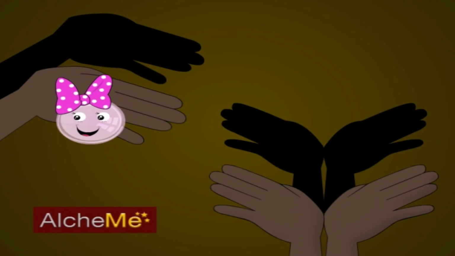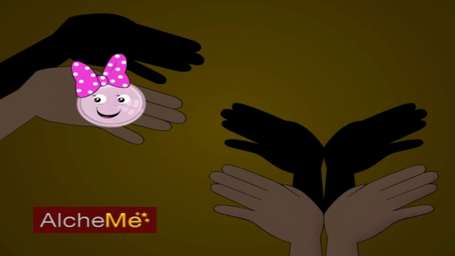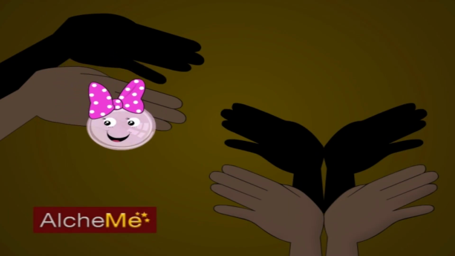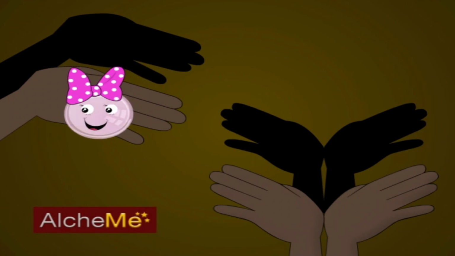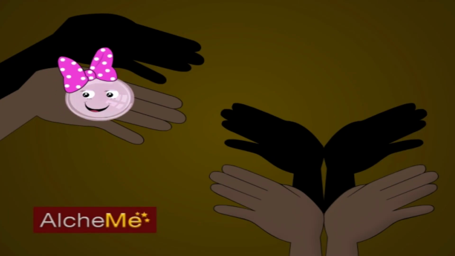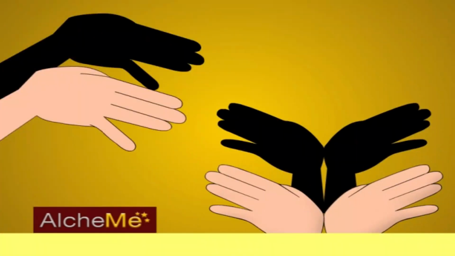Now we will identify how to use shadows of hands to make animal shapes. This will initiate our creative thinking. Please get ready to listen to the rhyme.